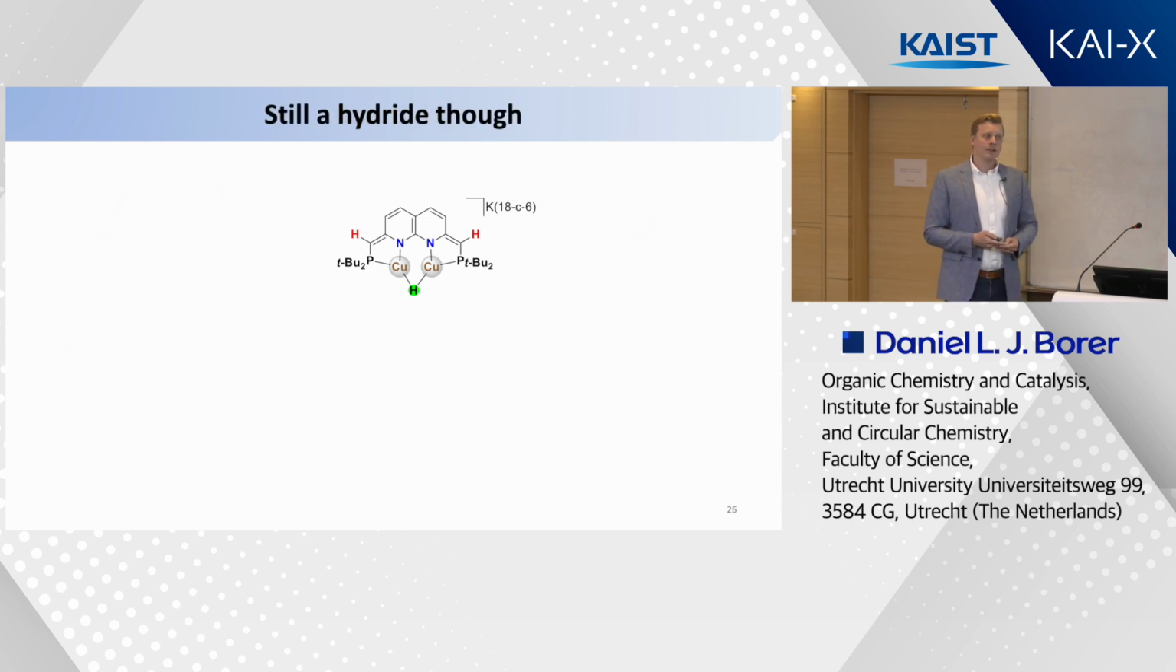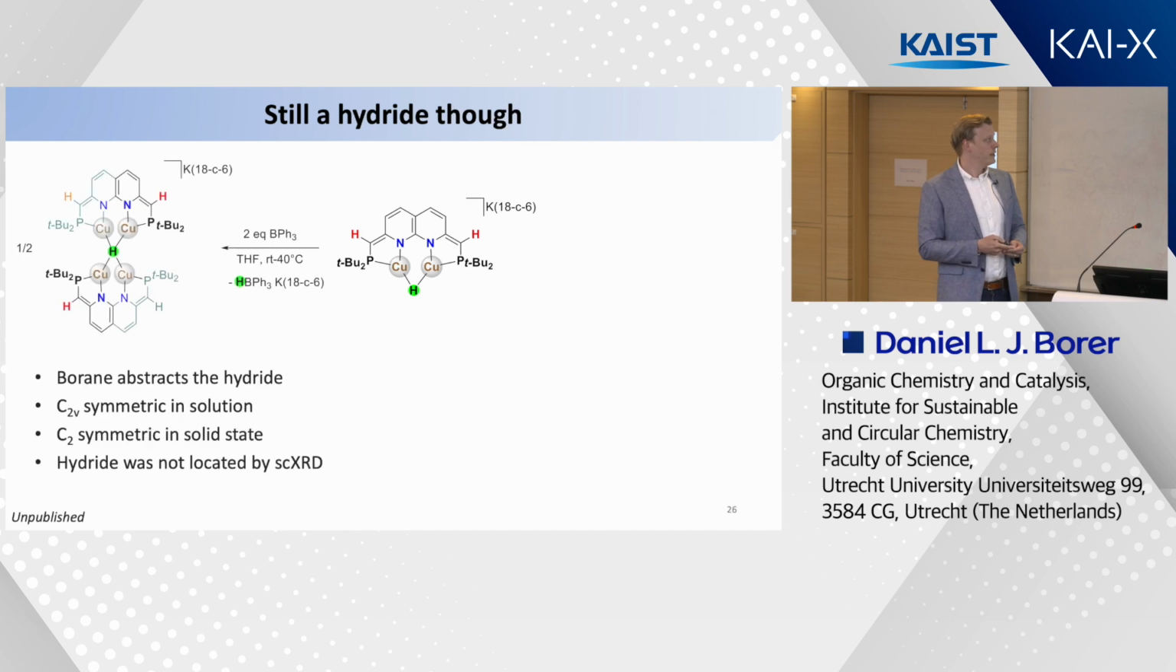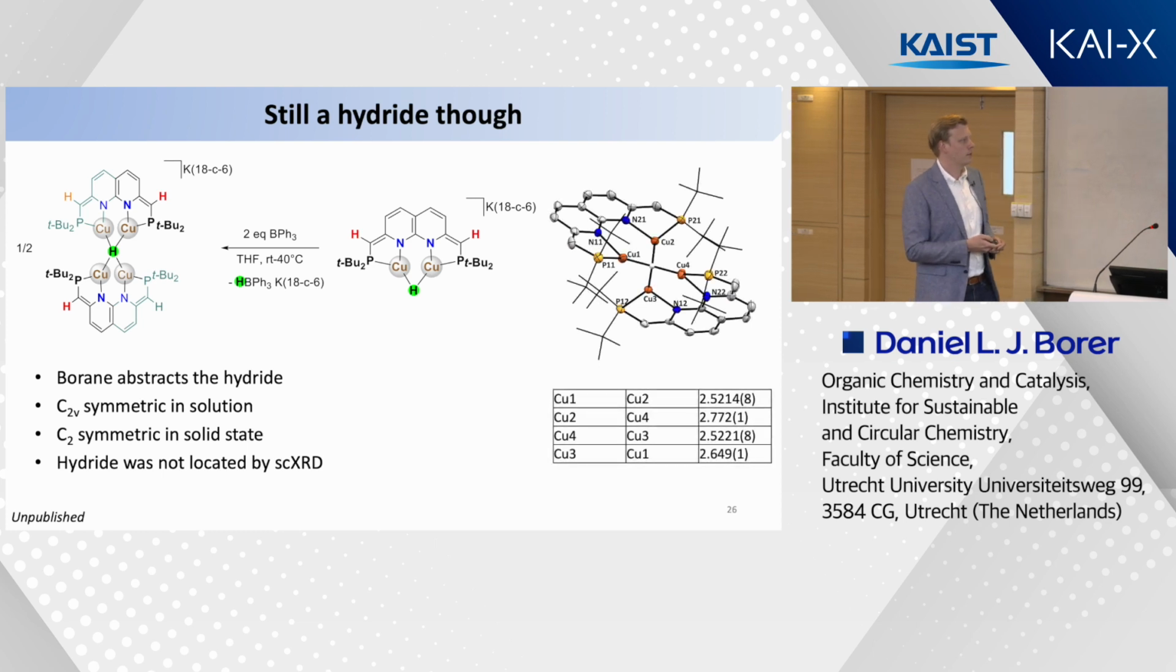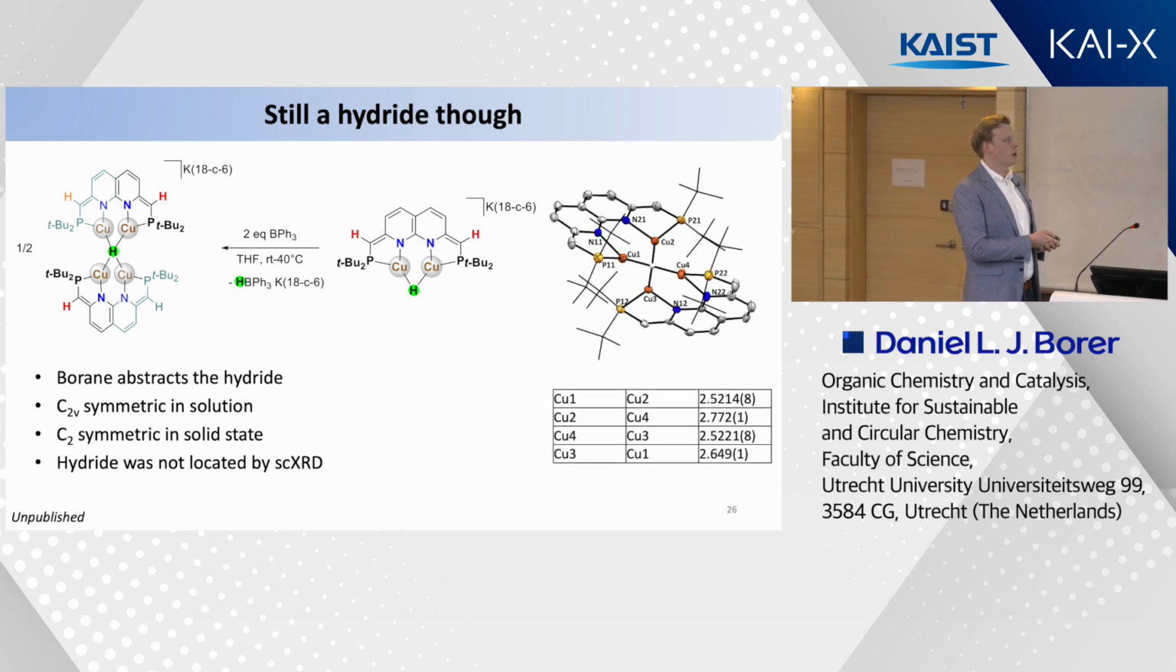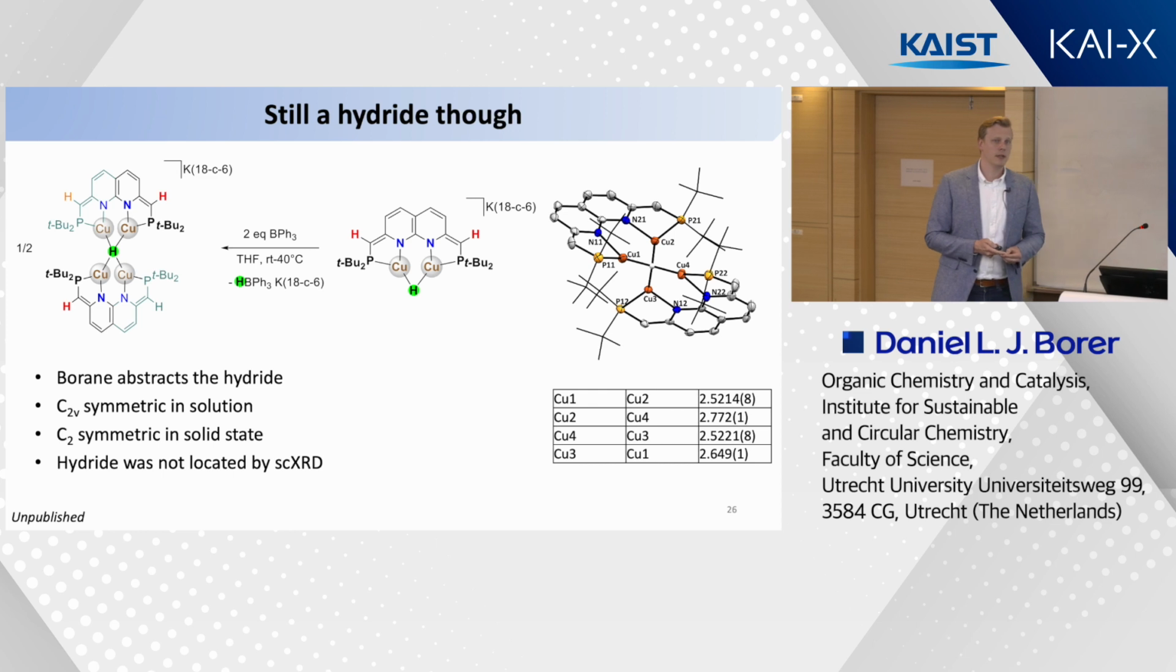But it's still a hydride. Some more unpublished work over here. If we react it with 2 equivalents of a hydride abstractor, it also works with 1 equivalent, but because the reaction is a bit messy, it goes cleaner with 2 equivalents. We can still abstract a hydride, forming the triphenyl borohydride and this really wacky compound over here, where we basically have 4 copper atoms with 1 hydrogen in the middle.